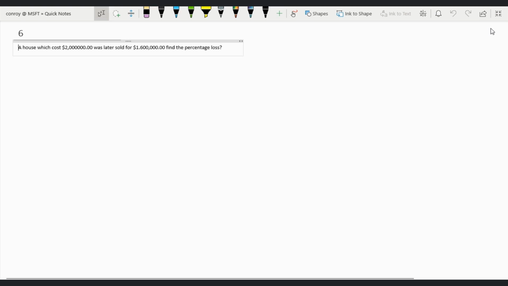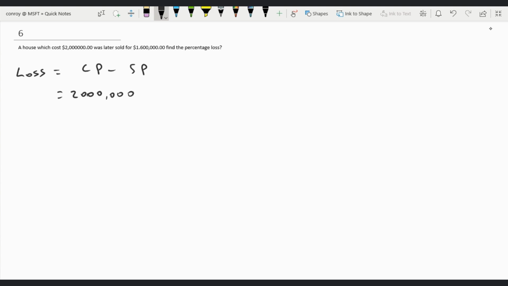So our next question says, a house which cost 2 million was later sold for 1,600,000. We are to find the percentage loss. All right, so loss is equal to the cost price minus the selling price. So the item cost 2 million minus 1,600,000. You know that's equal to 400,000.